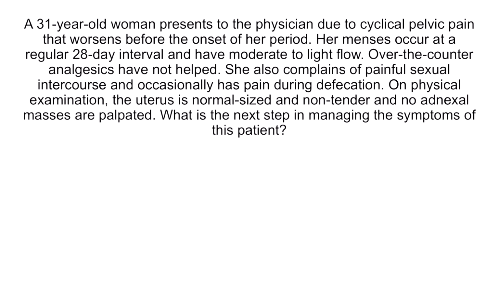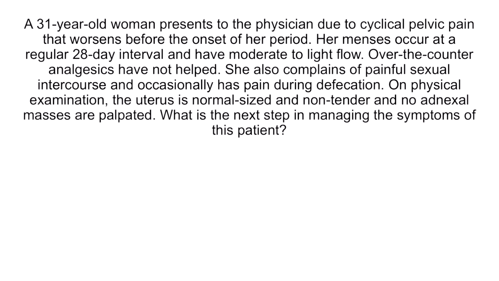All right, let's try a question. A 31-year-old woman presents to the physician due to cyclical pelvic pain that worsens before the onset of her period. Her menses occur at a regular 28-day interval and have moderate to light flow. Over-the-counter analgesics have not helped. She also complains of painful sexual intercourse and occasionally has pain during defecation. On physical examination, the uterus is normal-sized and non-tender, and no adnexal masses are palpated. What is the next step in managing the symptoms of this patient?